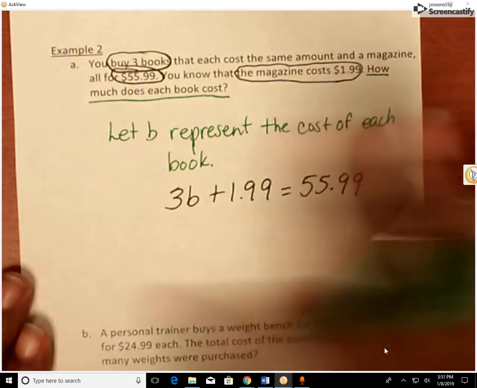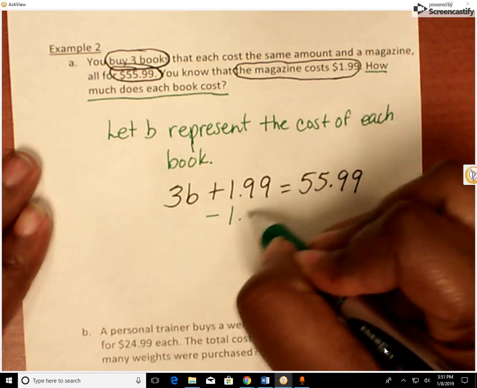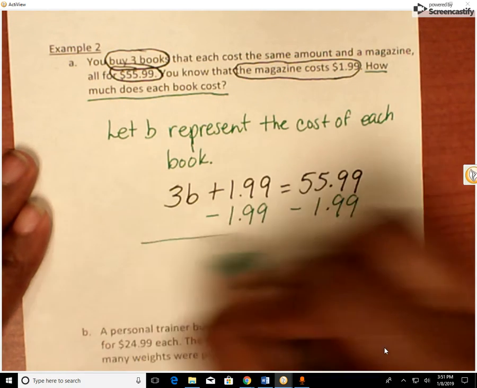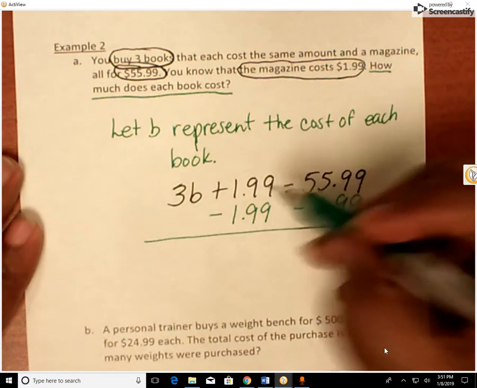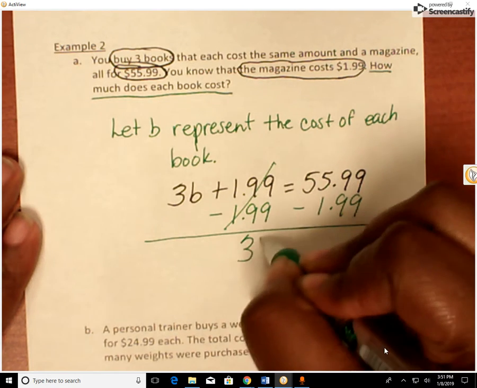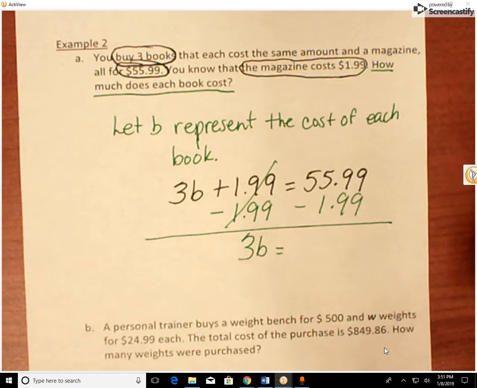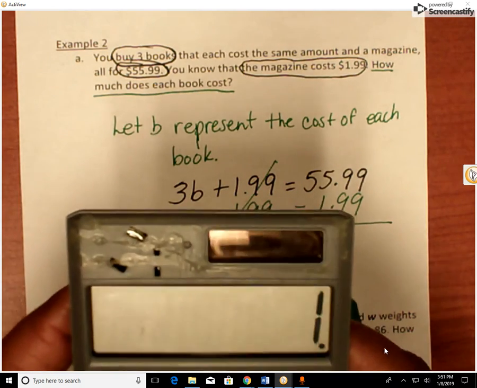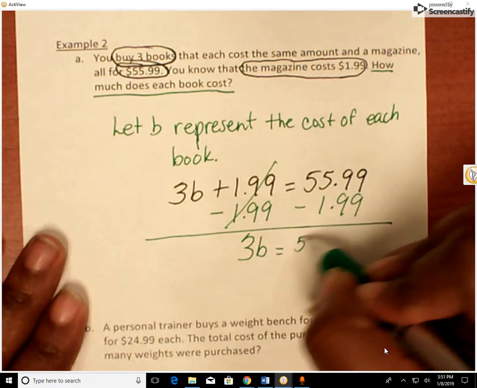Now we need to isolate our variable, our B. So that means we need to move everything to the opposite side of our equal sign. So we're going to subtract $1.99 from both sides. That is going to give us 0 here, because $1.99 minus $1.99 is 0, gives us 3B. 55.99 minus 1.99 gives us 54.